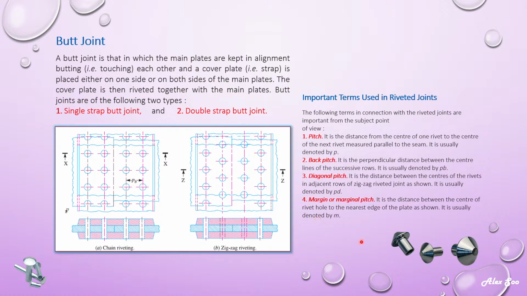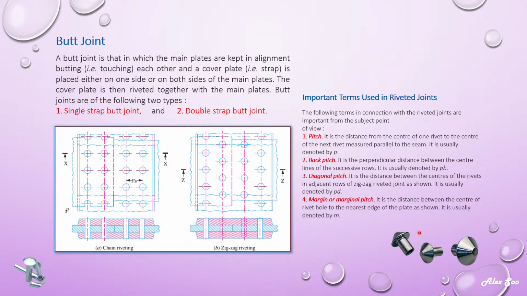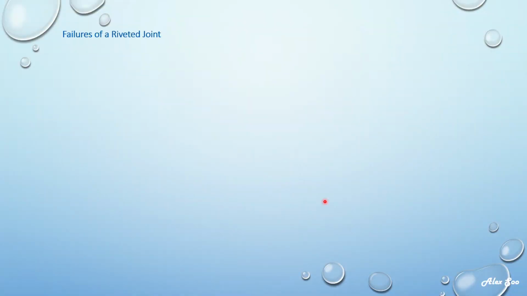So these are some of the examples of rivets which have a conical head and a short body. Now after looking at all the technical terms, these are the important terms that you should know: what is a pitch, and especially what is the margin. Then you have to move to the failures of riveted joints.